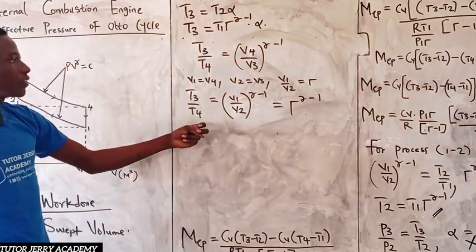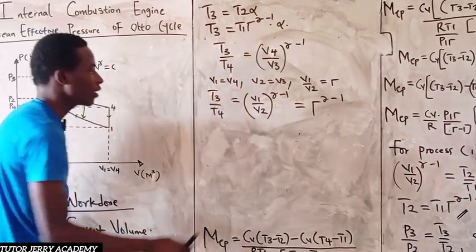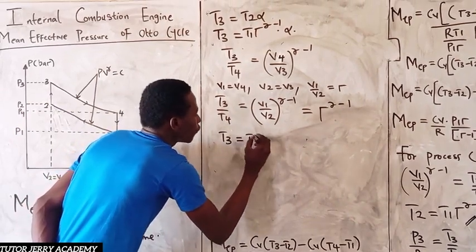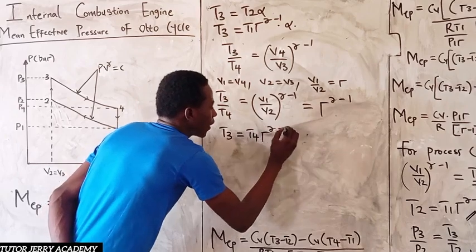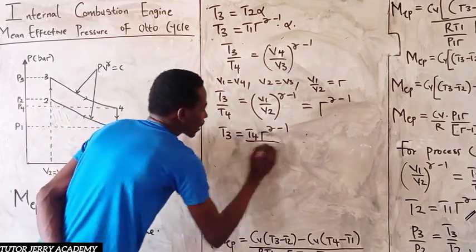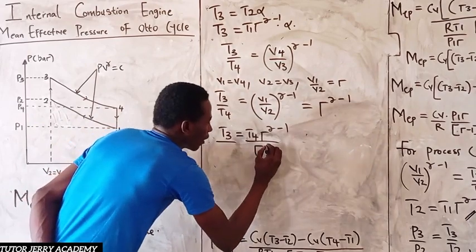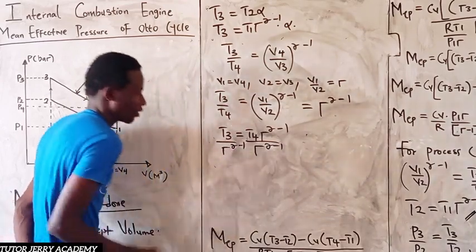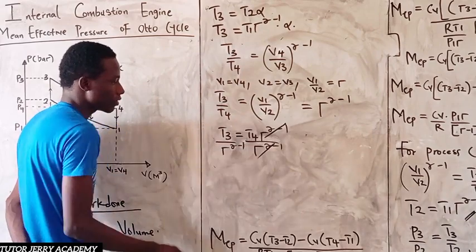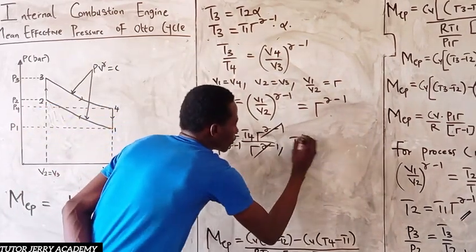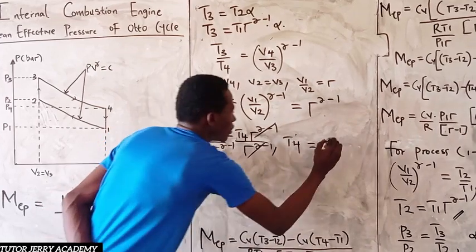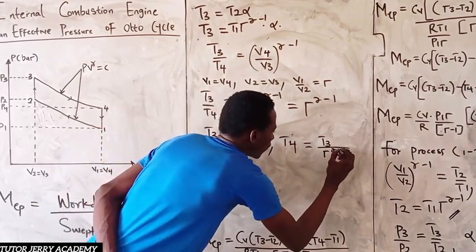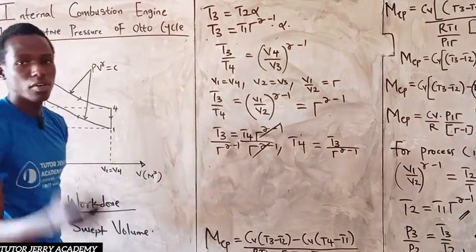Now, in order to make T4 the subject here, I can cross multiply. If I cross multiply, I'm going to have T3 equal to T4 compression ratio to the power of gamma minus 1. Now, if I divide both sides by the coefficient of T4, compression ratio to the power of gamma minus 1 will go with this, and I will be left with T4, which will be equal to T3 over compression ratio to the power of gamma minus 1. So I hope you get that.